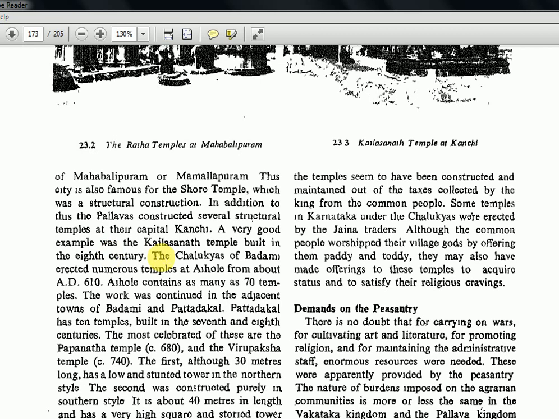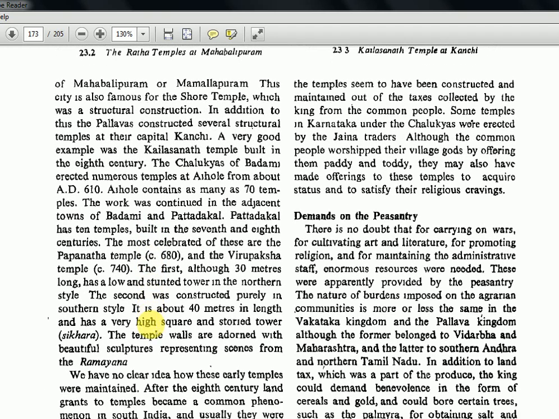The Chalukyas of Badami erected numerous temples at Aihole from about AD 610. Aihole contains as many as 70 temples. The work was continued in the adjacent towns of Badami and Pattadakal. These are all historical places in Karnataka. I have visited these places, Aihole, Badami, Pattadakal. There will be a lot of ruins, a lot of caves, these kinds of structures, which you can visit if you are interested in these areas.